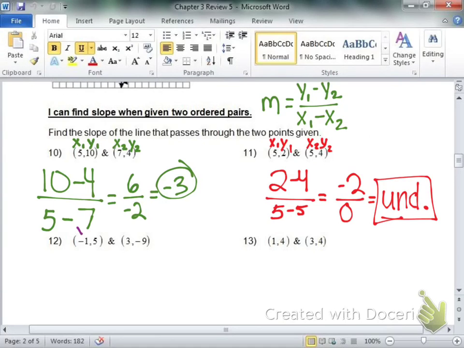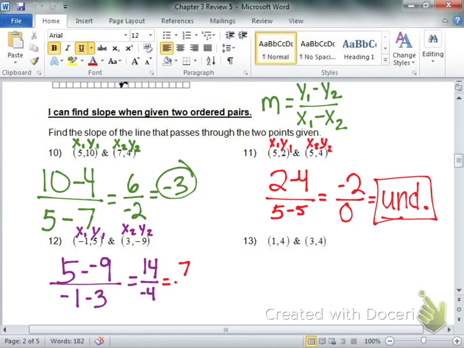The next one, we have x1, y1. We have x2, y2. Y's on top, so 5 minus negative 9. X is on the bottom, negative 1 minus 3. Minus a negative is like a plus, so 5 plus 9 is 14. On the bottom, they're both negative, so add them, keep the negative sign, you get negative 4. Now, again, these are both even numbers, so we can simplify. Divide the top by 2, you get 7. Divide the bottom by 2, you get negative 2.